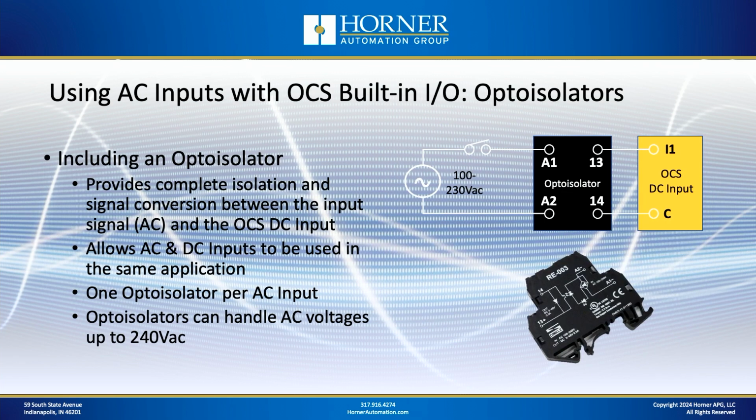Now we get into the how. When we have a Horner OCS with built-in I/O and it's all DC inputs, how do we connect those AC inputs in that scenario? It's very simple. We use a device called an Optoisolator. An Optoisolator is a compact DIN rail mounted device which effectively completely isolates an AC input signal from the DC input circuitry built into a Horner OCS and converts that AC signal over to DC.